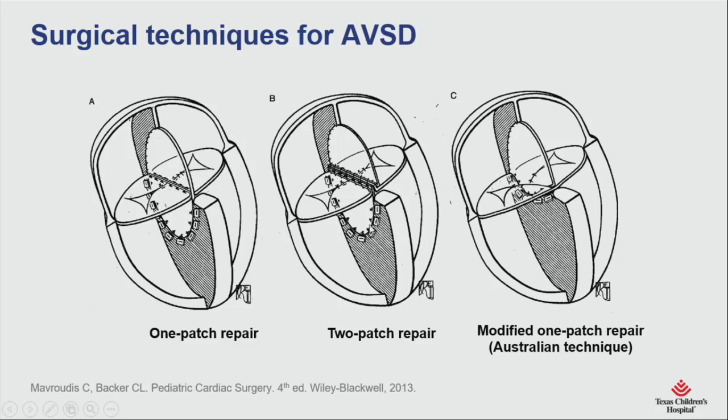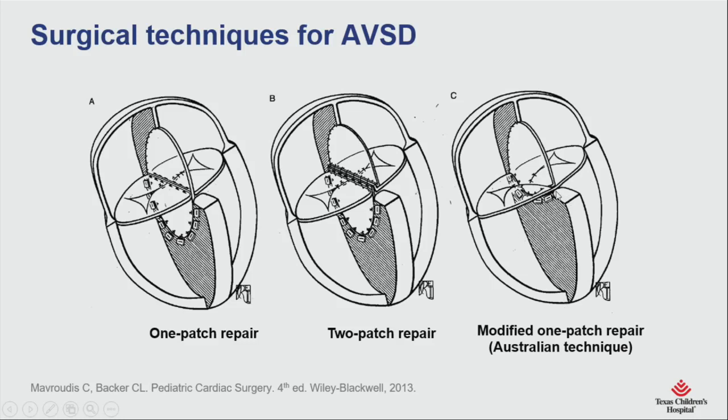The 2-patch repair uses separate patches, one for the VSD, one for the ASD. You don't need to divide the valve. The downside of this is that it's a little bit more difficult to visualize because you're putting that VSD patch under the valve and you're having to pull on the valve. But you're not losing that valve tissue from suturing the valve to the patch.